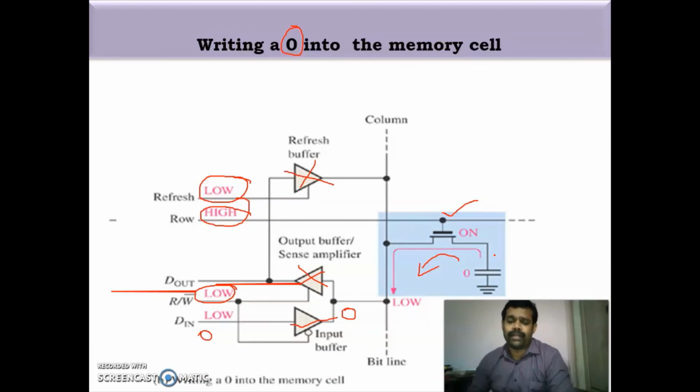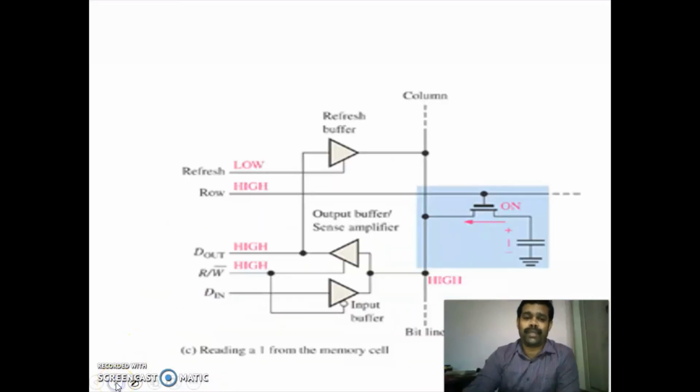If you want to write 0, then you give input as 0, and this input 0 will not charge the capacitor, and a 0 will be written. If you give an input of 1, then the column line will become 1 and the capacitor starts charging, and 1 is stored in the memory cell. So we have studied how to write a 1 and 0 in the memory cell. Now we are going to study how to read from the memory cell.